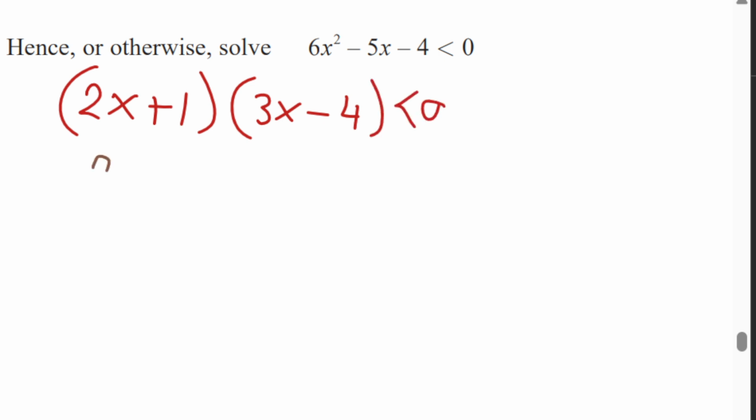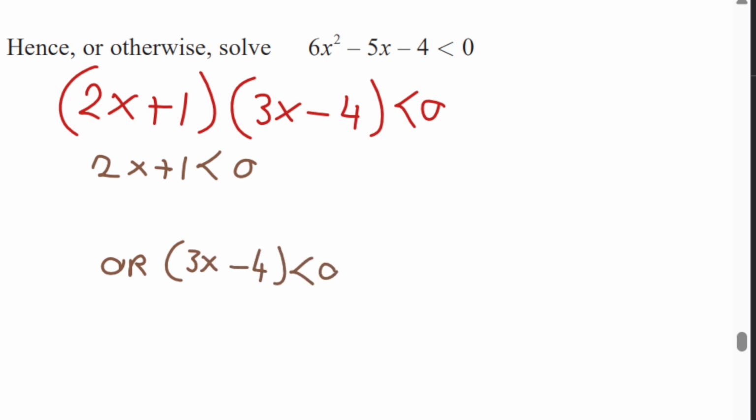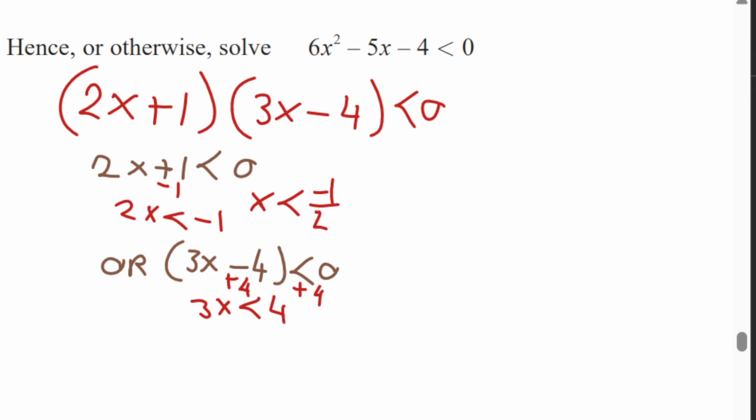That means 2x plus 1 is less than 0, or 3x minus 4 is less than 0. And then solve. Minus 1, so 2x is going to be less than -1, and divide by 2, so x is less than -1/2. And then here, do plus 4 on both sides. You'll have 3x is less than 4, divide by 3, so you'll have x is less than 4/3.